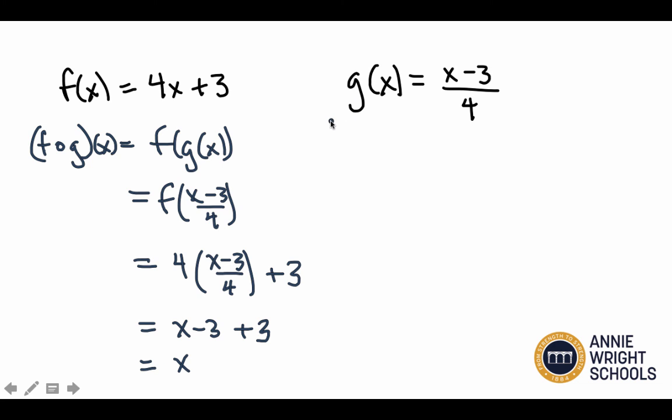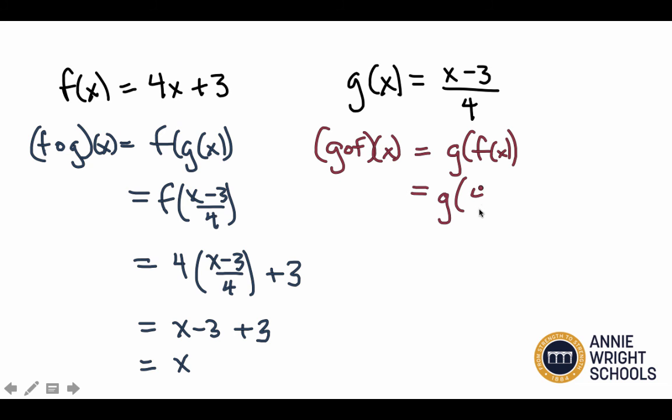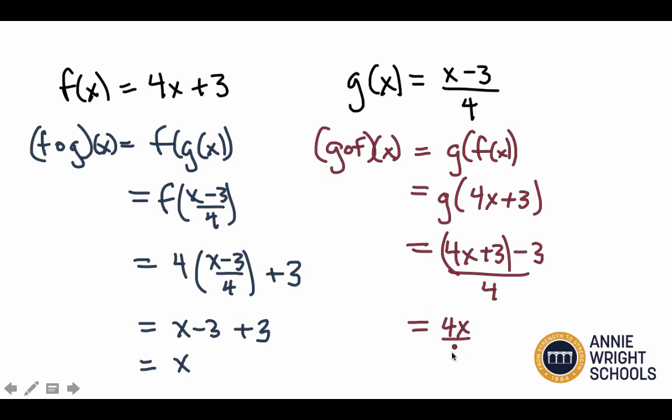Do the same thing in the opposite order over here. So that would be g composed of f of x. That would be g of f of x. That would be g of 4x plus 3. Wherever you see x in g of x, put in 4x plus 3. So you get 4x plus 3 minus 3 divided by 4. 4x plus 3 minus 3 is 4x. 4x divided by 4 is x.